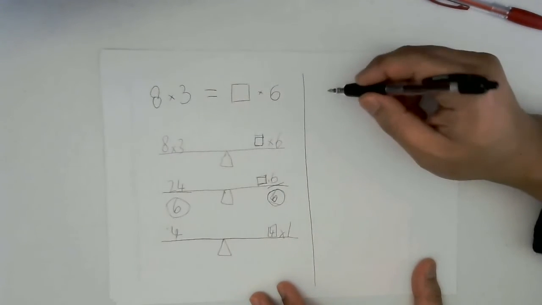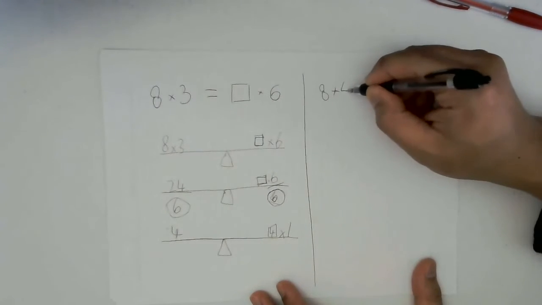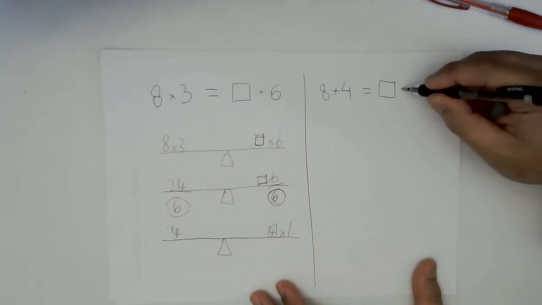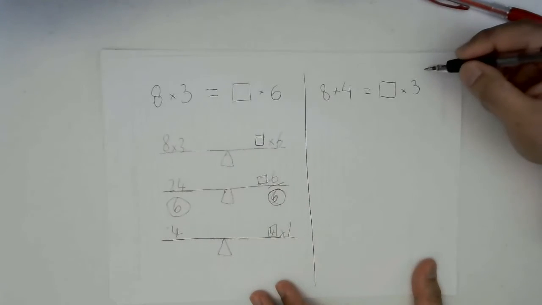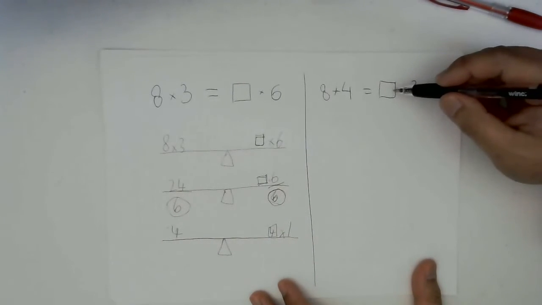So for example, we have 8 plus 4 equals to something that we don't know, let's say times 3. Now the goal here is to find this number inside the box, yeah?